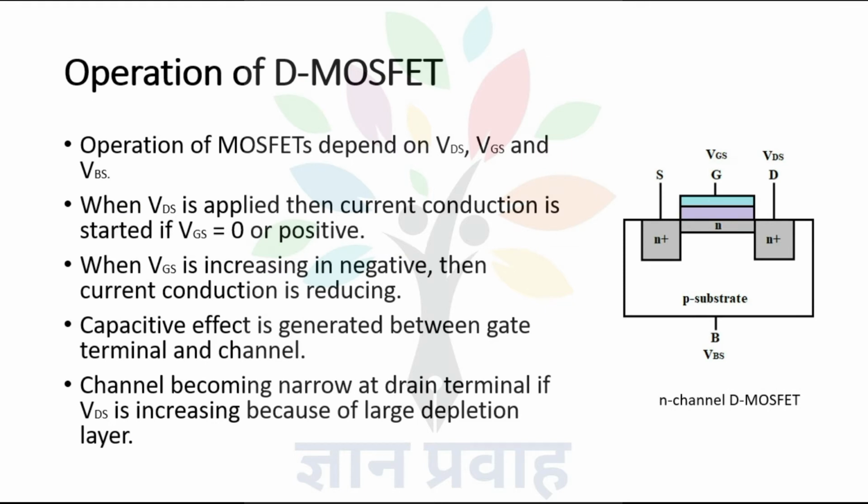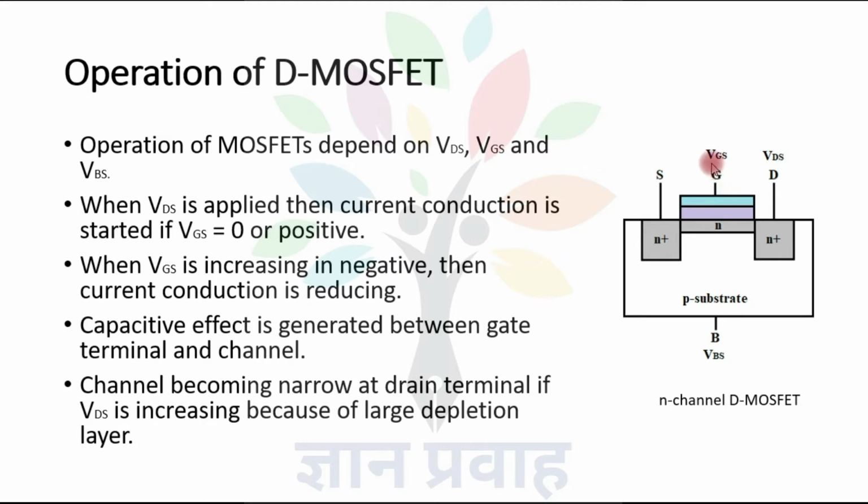Operation of D MOSFET. Here the operation of the N-channel D MOSFET is explained, and a similar approach is followed for the P-channel D MOSFET. This one is the physical structure for the N-channel D MOSFET. The channel is already present, and here the channel region is N-type material. N plus regions are highly doped N-type materials where the source and drain terminals are connected, and the gate terminal is connected with a metal layer.